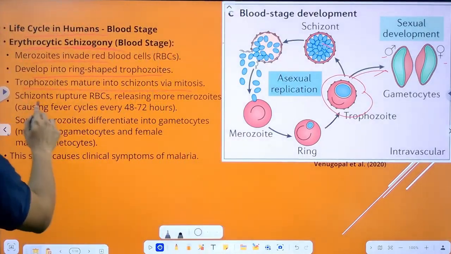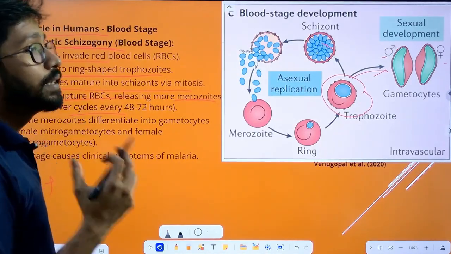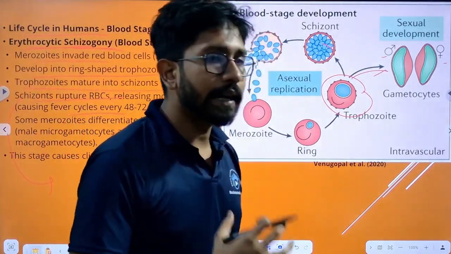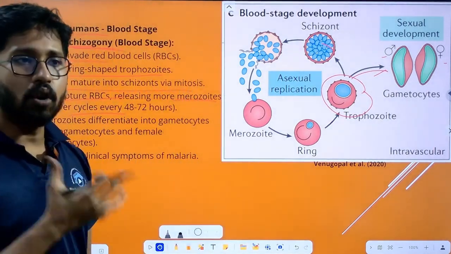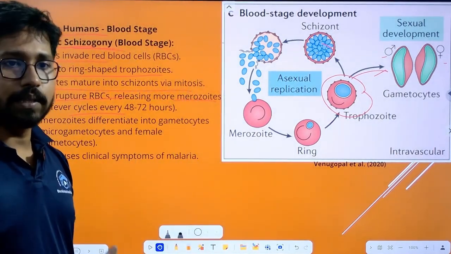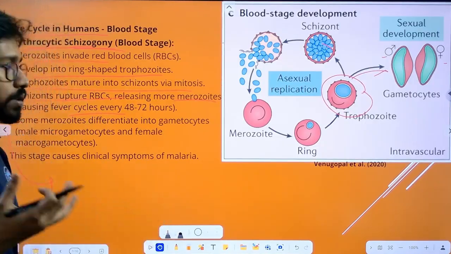Schizonts rupture the RBC, releasing more merozoites. See, this is why malaria can cause anemia and further blood-related diseases, because they are constantly rupturing and using your RBC as a vehicle. So your red blood cell count drops and your immune system also gets affected.